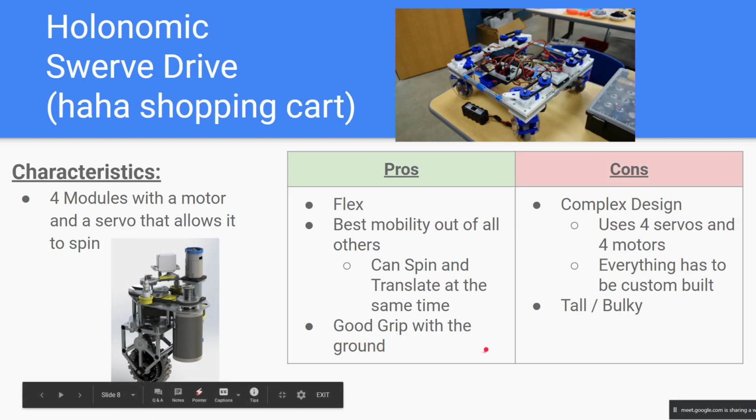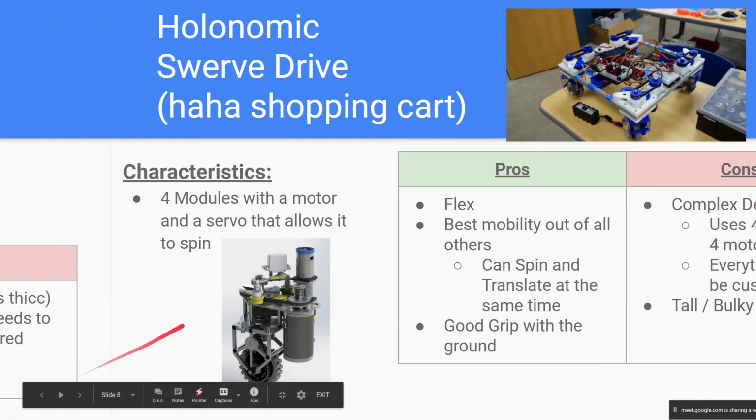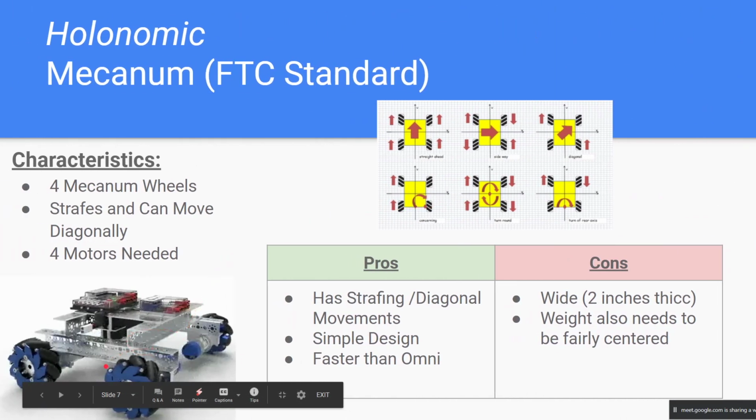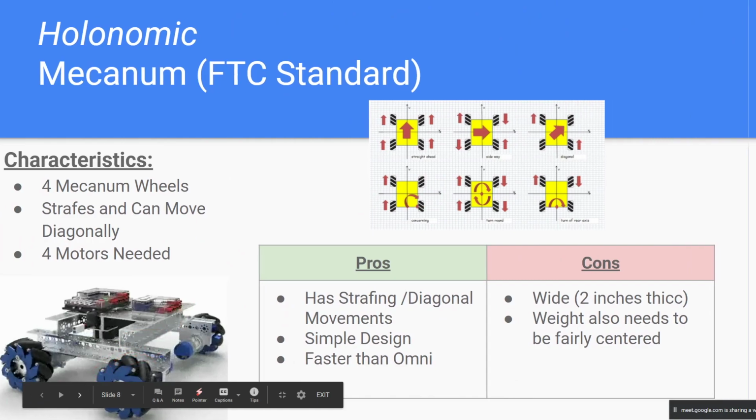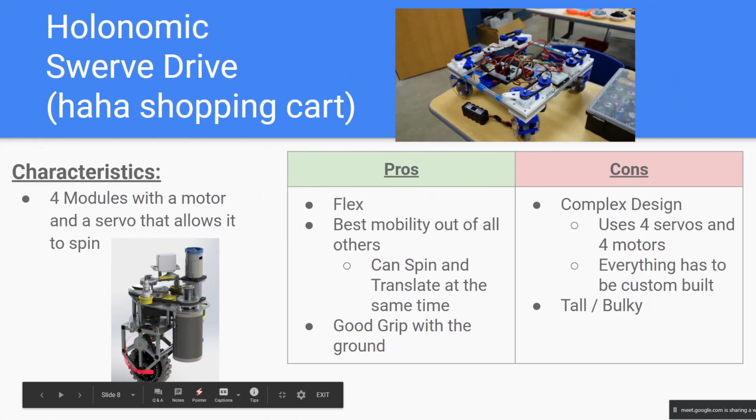You also have better grip with the ground because Mecanum wheels, although they do have better grip than Omni, still have rollers on them, so their grip is not as good. This is just a normal plain old wheel, so your grip on the ground is going to be better. So yeah, it's cool.